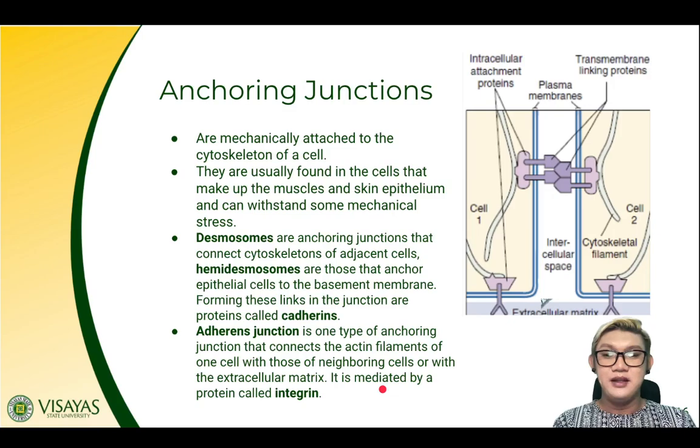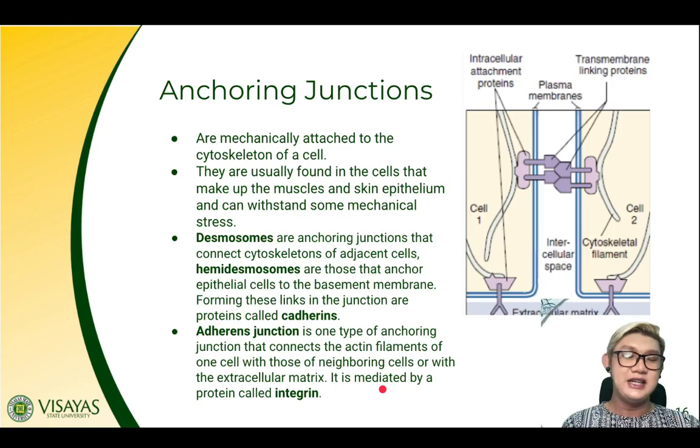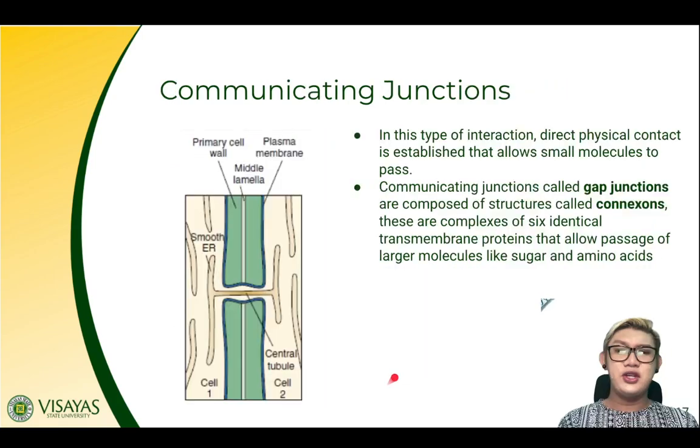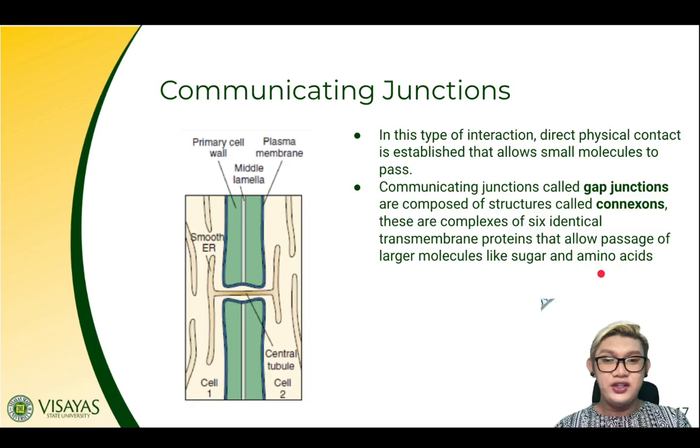Desmosomes, hemidesmosomes, how are they different from each other? And adherens and integrin, just the difference between their function. Communicating junctions, on the other hand, involve direct physical contact that allows small molecules to pass. So they are more or less similar to tight junctions. These are also called gap junctions, and they are composed of structures called connexons. These are complexes of six identical transmembrane proteins that allow passage of larger molecules like sugar and amino acids.